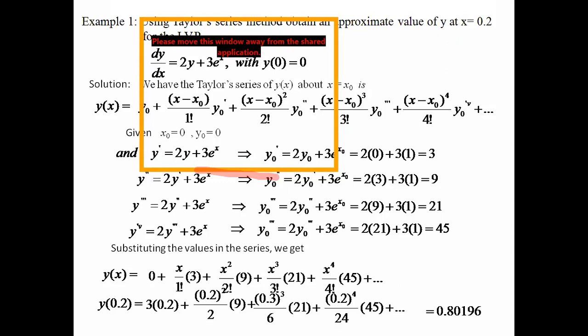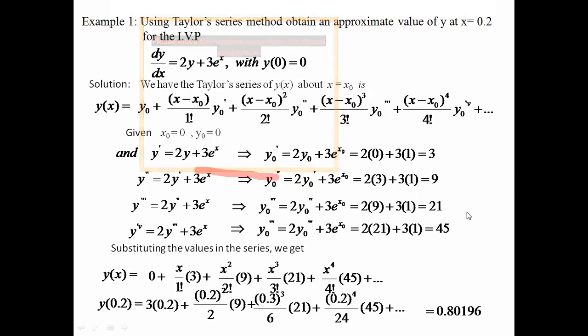You just have to recall the method, that's all. The same type of problem will be asked here also, no change. But you have to recall how you did this earlier. So this is called the Taylor series method.